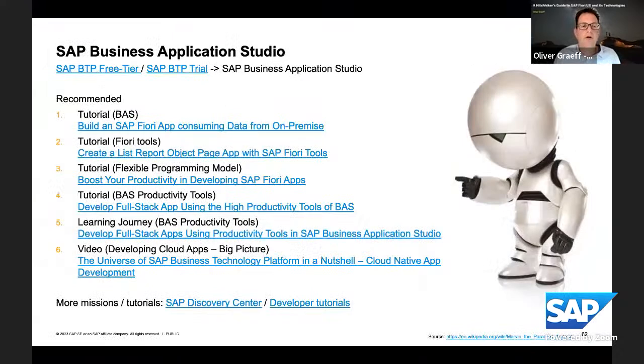Okay, and again, a couple of recommendations. There's a number of tools to learn about Business Application Studio. Here's Marvin's recommendation. So there's a tutorial, really step-by-step tutorial to learn about Business Application Studio, a simple UI5 application. Learning about Fiori tools, Fiori elements with a list report and object page. There's a tutorial on the flexible programming model I mentioned earlier. There's one on the productivity tools I just showed you.